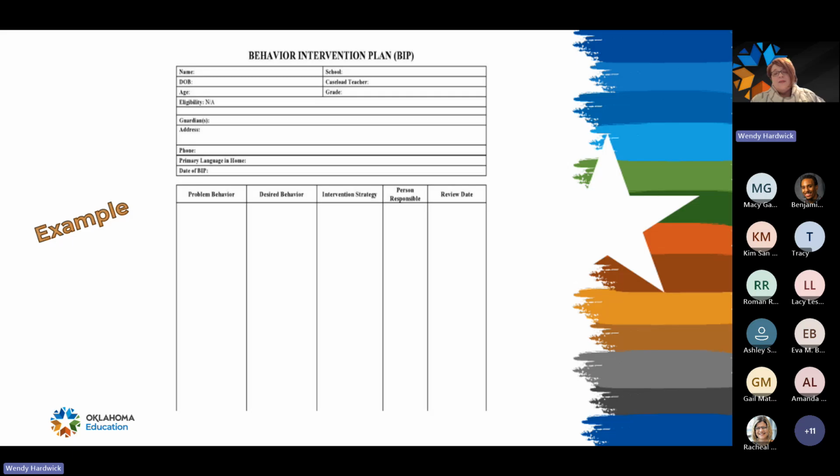I have seen in some BIPs another component, which is how to interact with the student, or interaction strategies, which I think is also really beneficial, because the BIP is something that's going to be disseminated to everyone that works with that student so that everyone is on the same page. This is the behavior that we're trying to address. This is why we think the behavior is happening. This is the intervention that we're trying. And these are ways that you can interact that we have found successfully with that student.